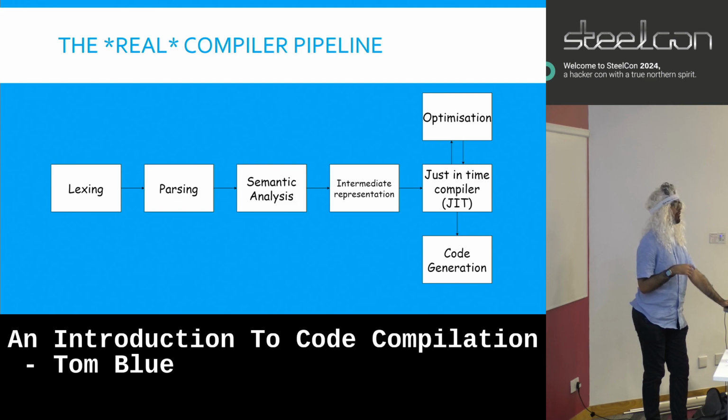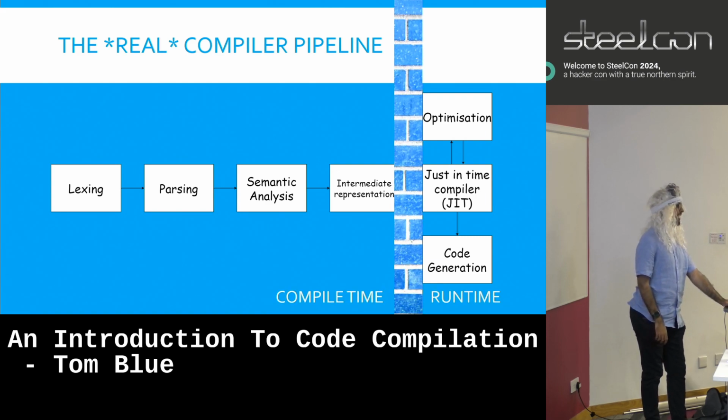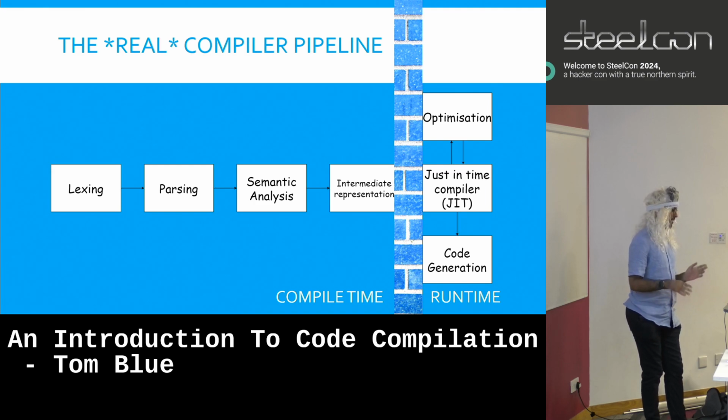And optimizations are done during the execution of the code. So you have this wall in between compile time and runtime. Everything behind the wall happens during compilation, and everything else happens during runtime.